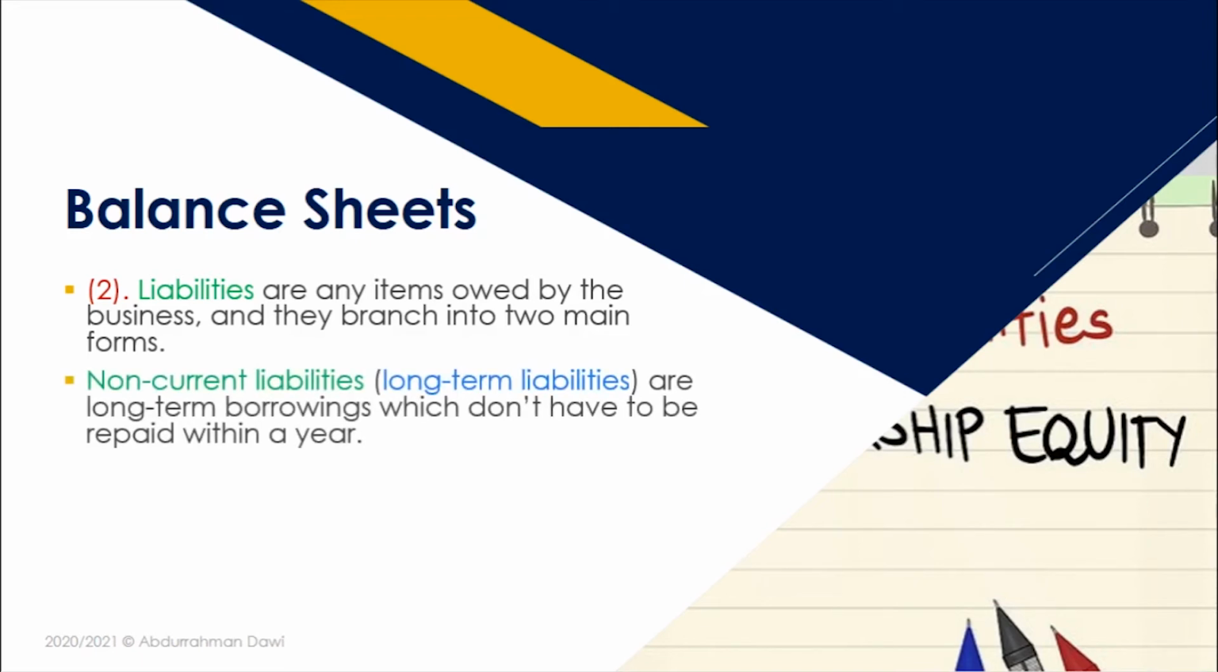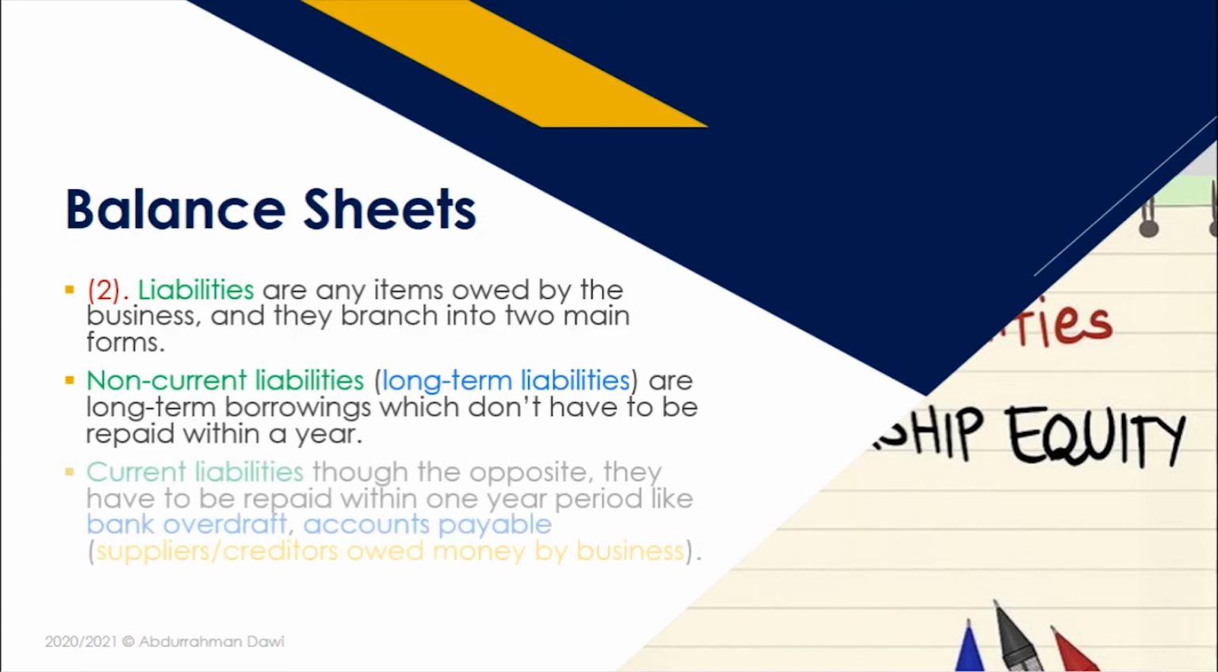And the liabilities branch into two forms as well. There is the non-current liability, which is referred to as a long-term liability, because they are sort of debts, but you are not forced to pay them immediately or within a year. It's like a debt from a bank that you will pay after 7 years. So we refer to them as long-term liabilities, as long as you are not obligated to repay within a year.